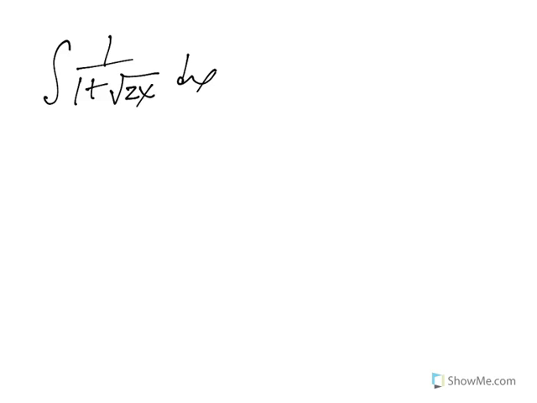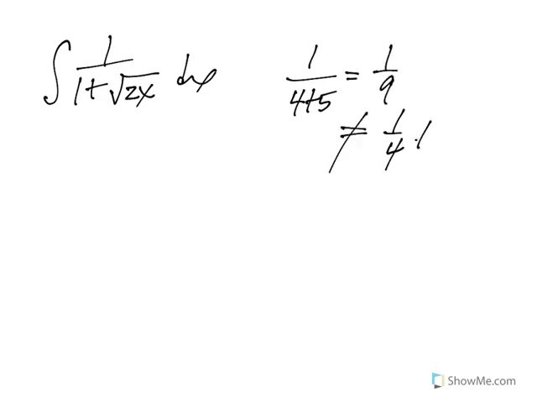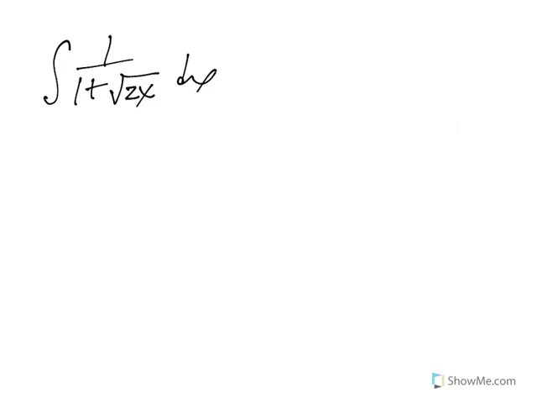By the way, I should mention this. You cannot split denominators. For instance, if you've got 1 over 4 plus 5, that is equal to 1/9. That is not equal to a 4th plus 1/5, which would, of course, give you 9/20. You cannot split denominators. So in this case, what we're going to do is let the denominator be u, because I'm going to try to force this into 1 over u du.